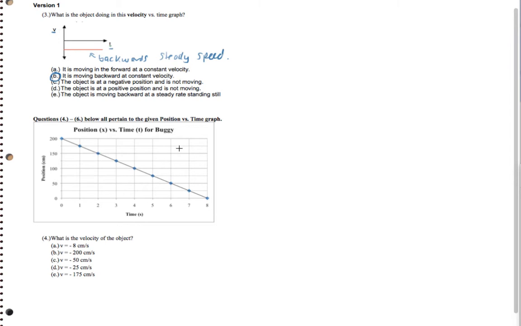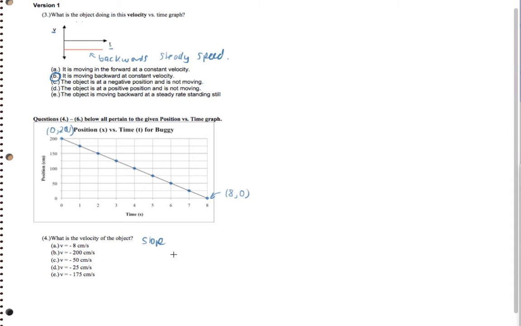Now, question 4. We have this position versus time graph. We want to know how fast we're going. So since we want to know what the velocity of the object is, we need the slope. So I'm actually going to use this point here, which is 8 seconds at a position of 0, and the initial position is 0 seconds at a position of 200.